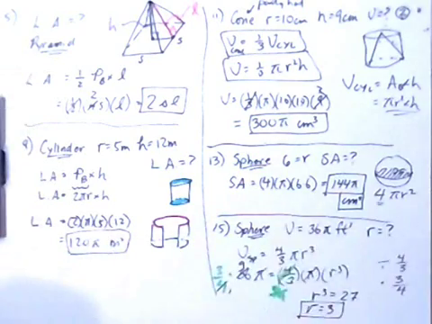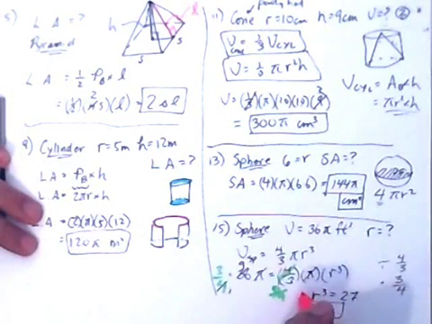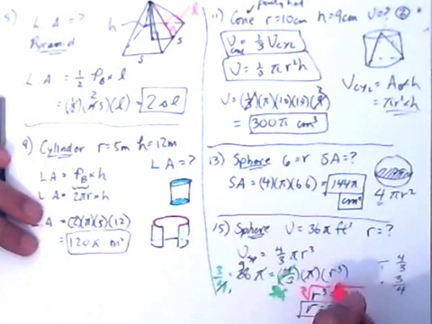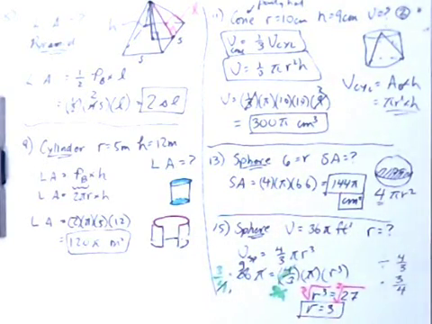I'm going to take a little bit of extra step. The inverse operation of cubing is cube rooting. The inverse operation of cubing is cube rooting on the right side. Cube root of 27 is 3. If you have any questions on this, let me know. 3 times 3 times 3 is 27, so that's the reason why the radius is 3.